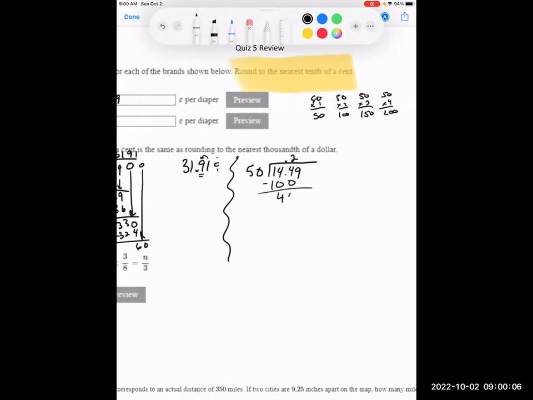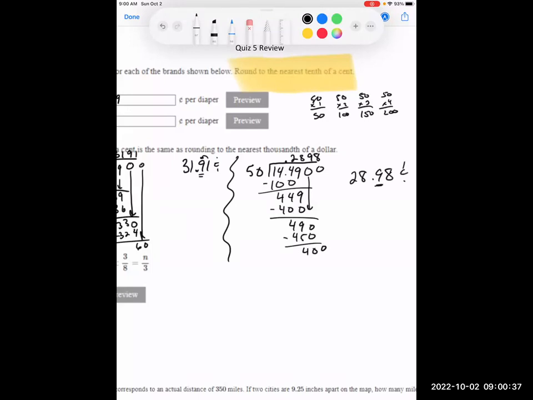Subtract it, 449. 50 can go into 449 8 times, because 8 times 50 is 400. 0, drop it down. 50 into 490, that can go in there 9 times. That's going to be 450. And 50 into 400 goes in exactly 8 times. So as far as cents go, that would be 28.98 cents.